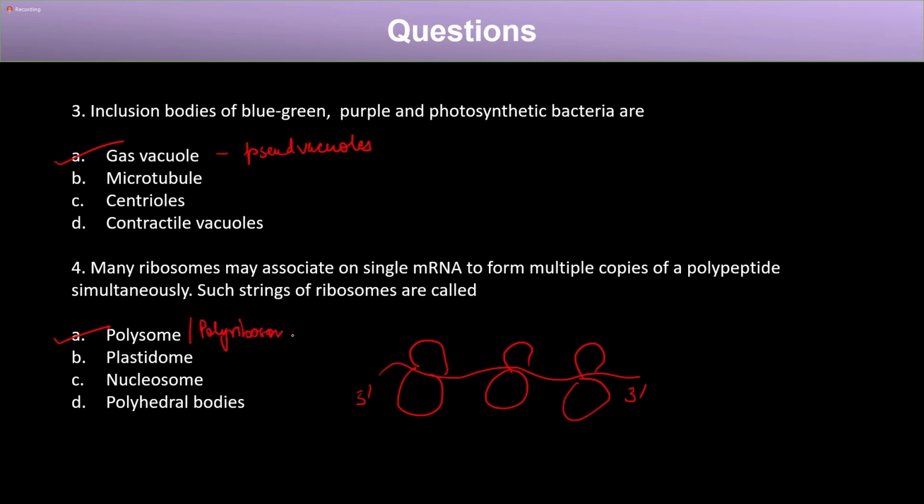So with this, we have completed in detail what a prokaryotic cell is and what the different structures present in the prokaryotic cell are. Now in the next lecture, we'll study the eukaryotic cell.